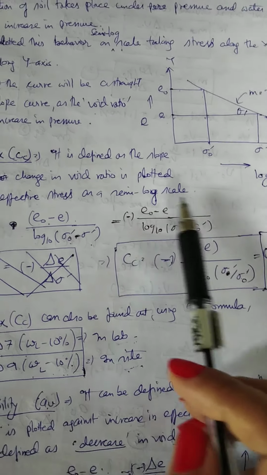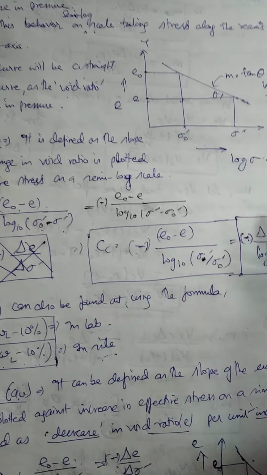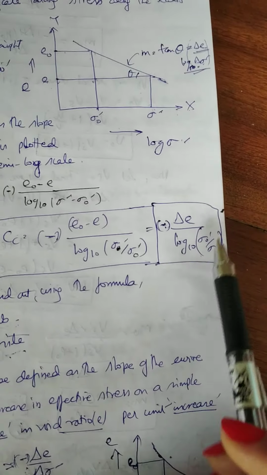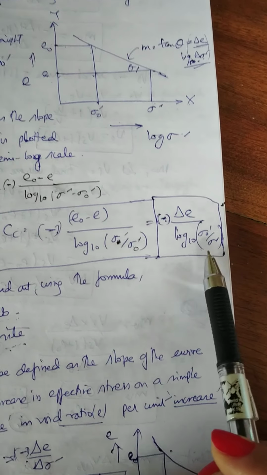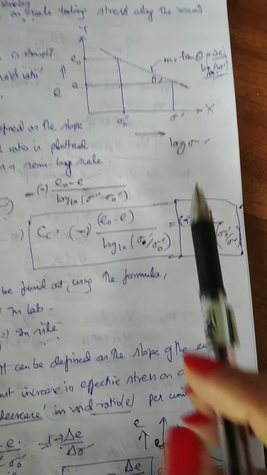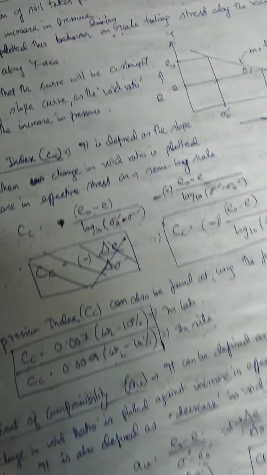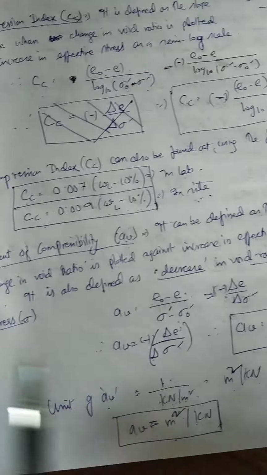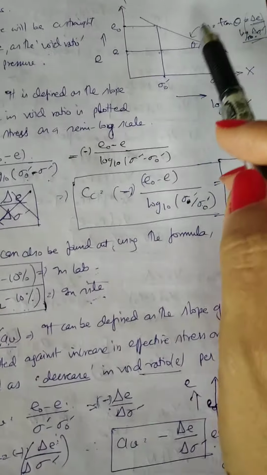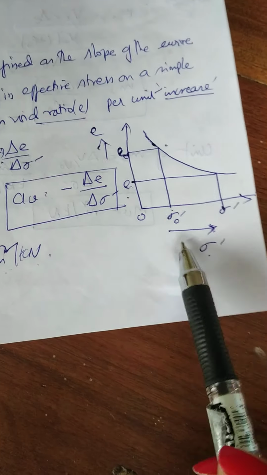So finally, what we can write is that the compression index will simply be the ratio of the change in the void ratio to the increase in pressure on a log scale. The negative sign simply indicates that the curve we obtained is a decreasing curve, a decreasing slope, right?